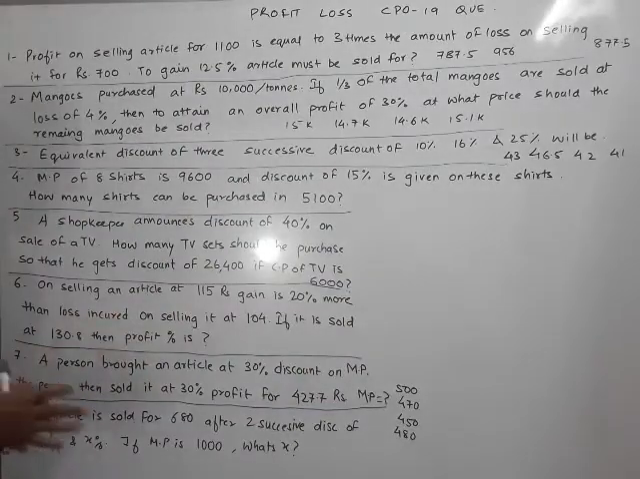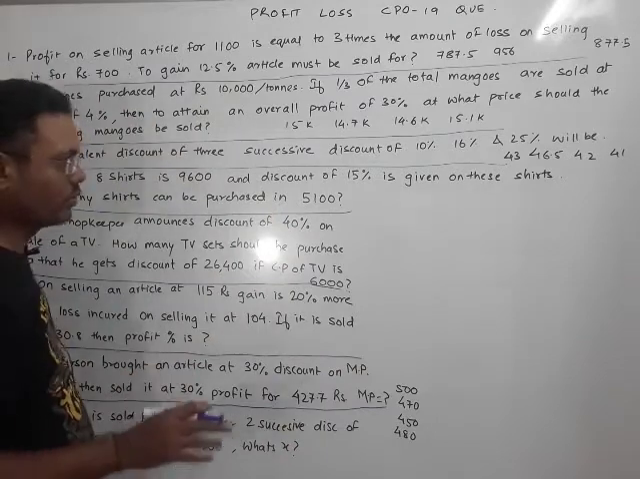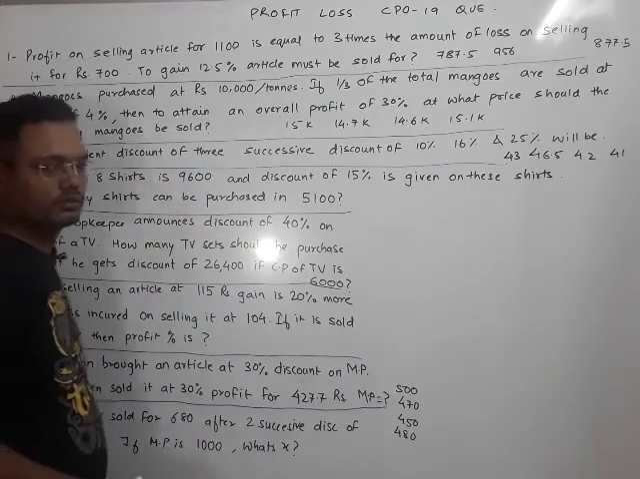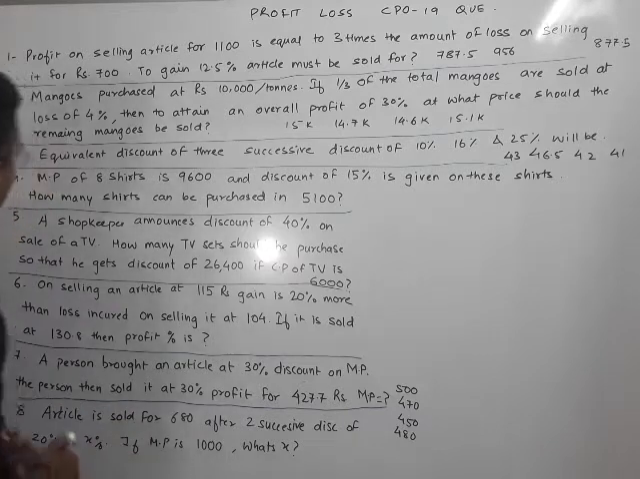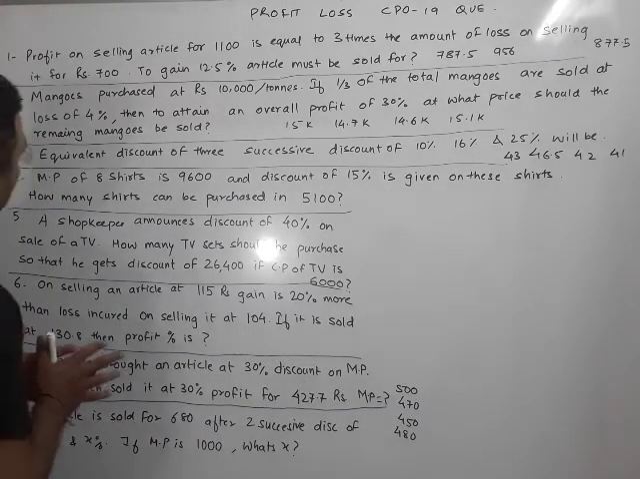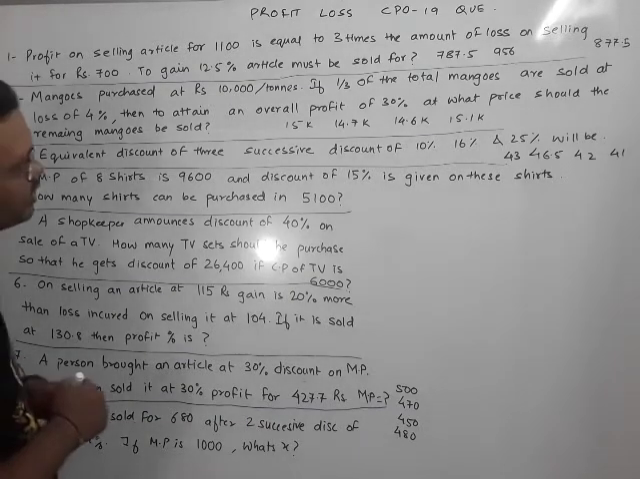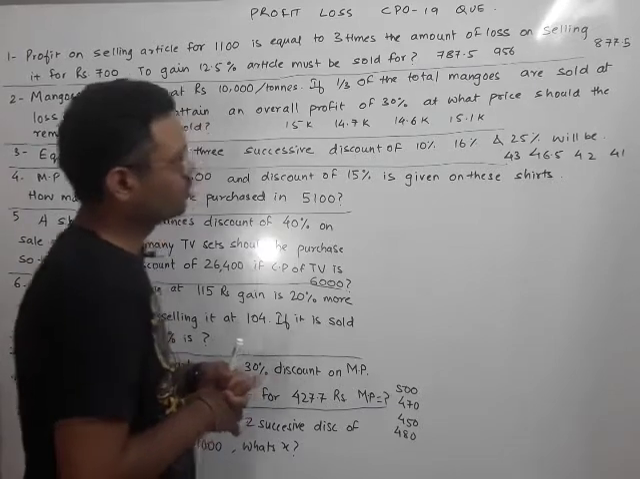These are the first 8 questions, CPO 2019 only. Once you're done with this, you can target similar questions of 2018 and CGL tier 1 and tier 2 and start solving. Question number 1: Profit on selling an article for 1100 is equal to 3 times the amount of loss on selling it for 700. To gain 12.5%, the article must be sold for how much?